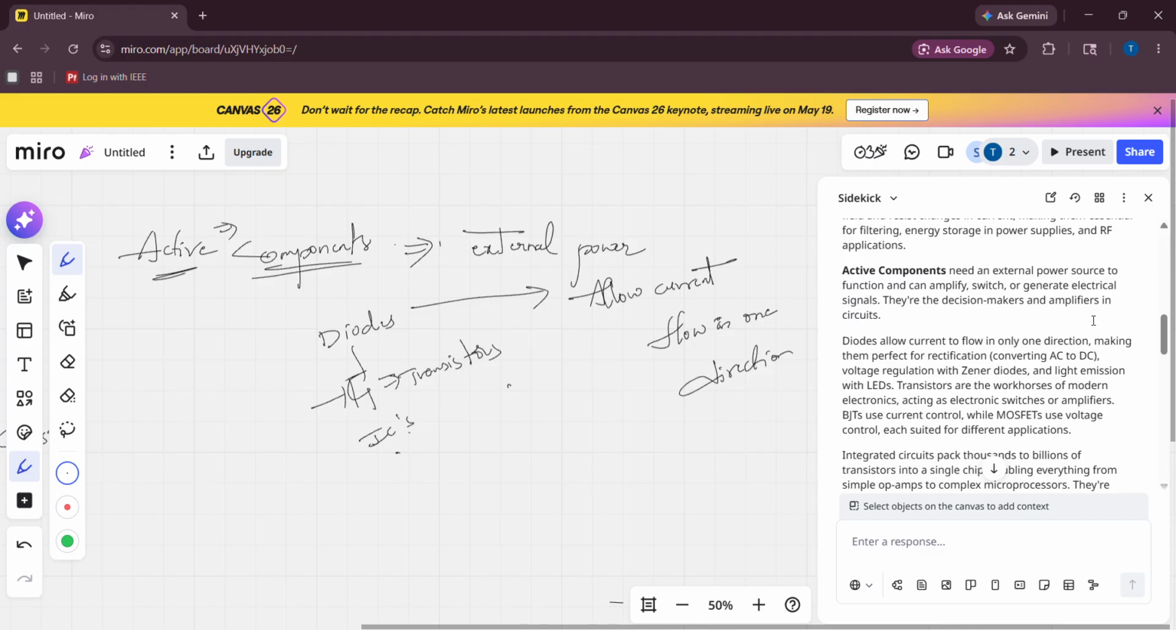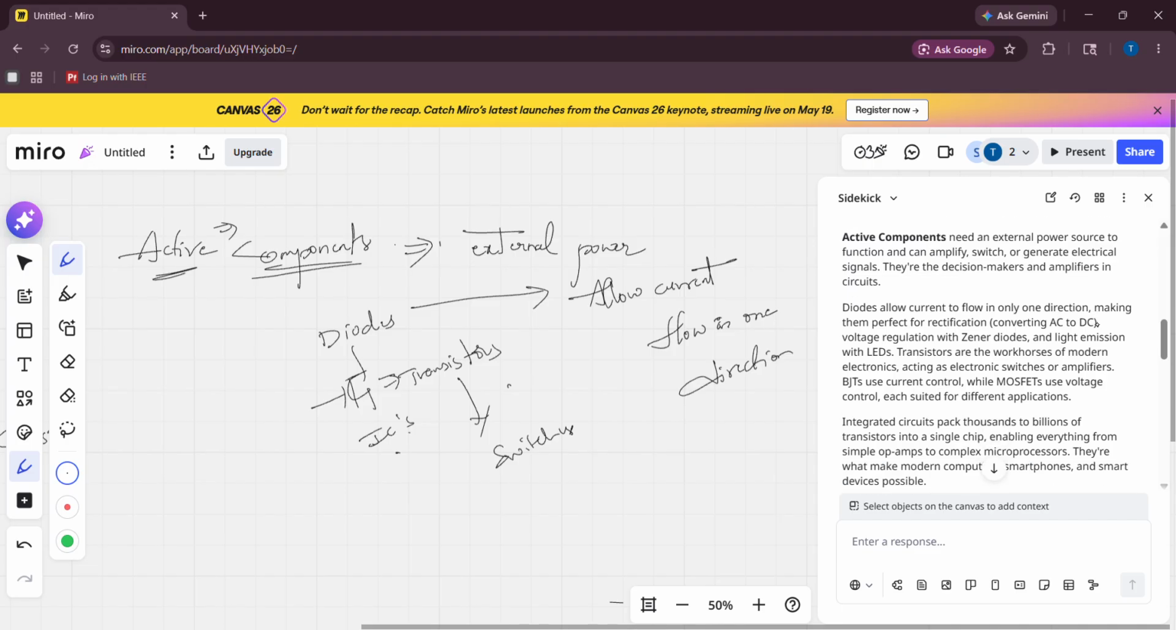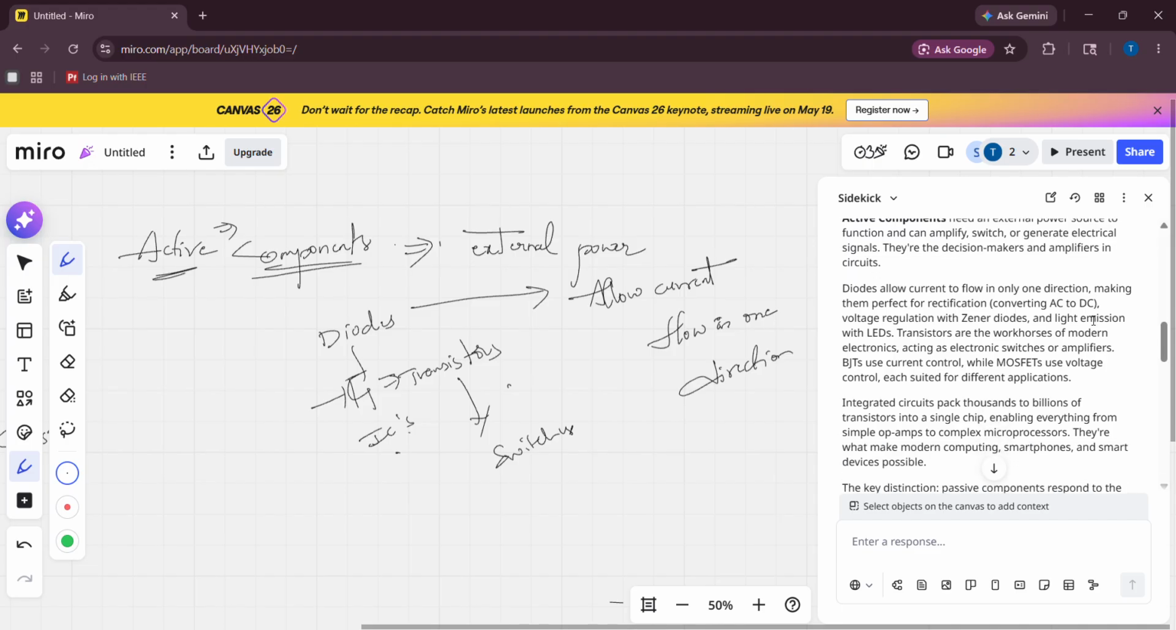And transistors are the workhorses of modern electronics. Nowadays the transistor can rule the world, acting as electronic switches or amplifiers. What is the use of a transistor? It can act as a switch, as an amplifier, all these things are done by the transistor. BJTs use current control, while MOSFETs use voltage control, each suited for different applications.